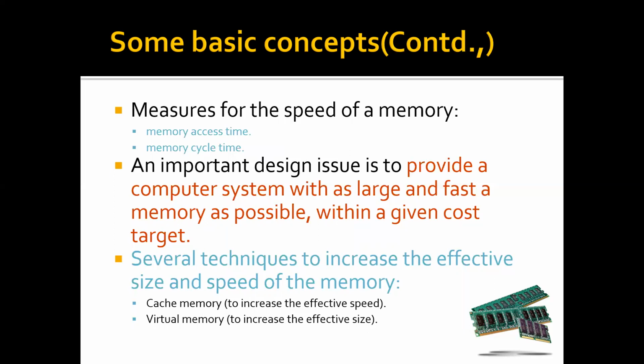Whereas the memory cycle time is the time difference between initiation of two memory operations. Let's say at time X a read operation is started, and at time Y another read or write operation is started, then Y minus X will give you the memory cycle time. The memory cycle time is greater than the memory access time.